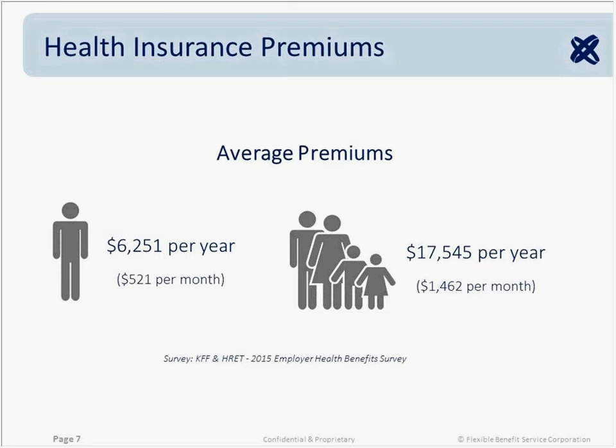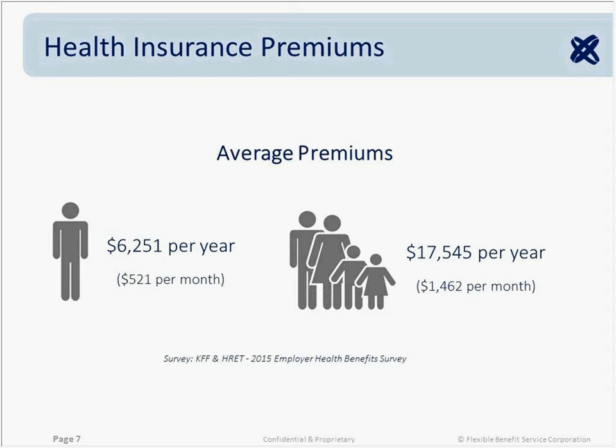But using a survey that was conducted by the Kaiser Family Foundation back in 2015, they asked employers information about their average premium of the plan that they offered, and they consolidated those numbers, and this is what we have today. So the average health insurance premium for a single person who receives coverage from their employer is about $6,251 per year, which equates to about $521 per month, and that's both between employer and employee contributions.